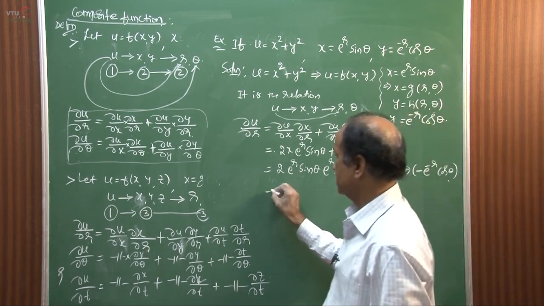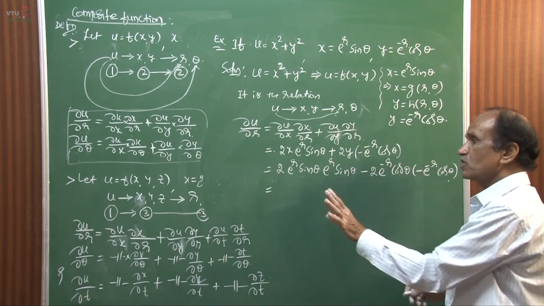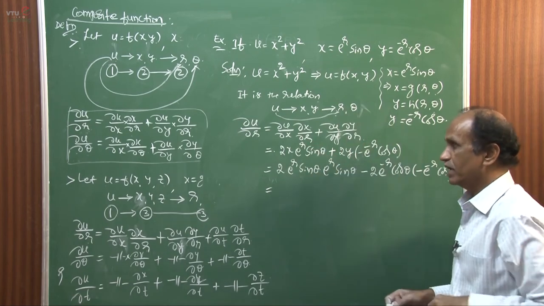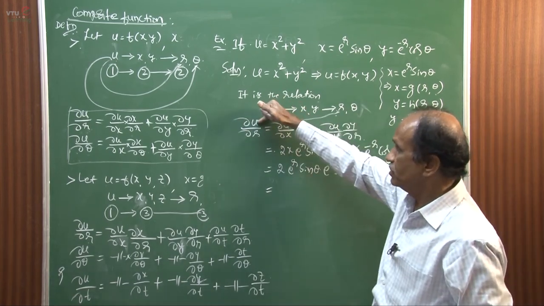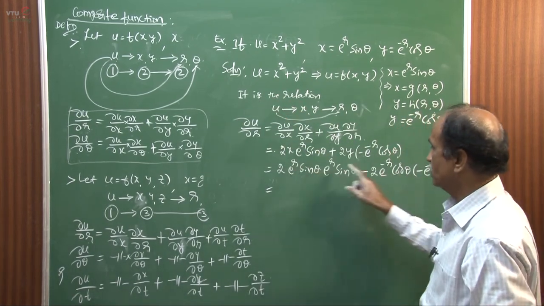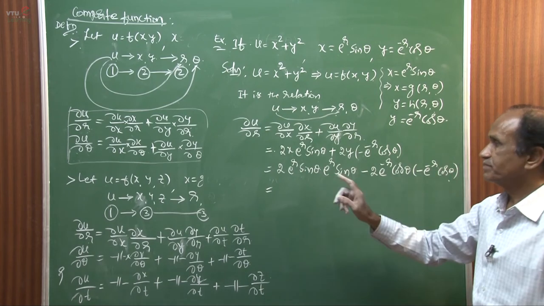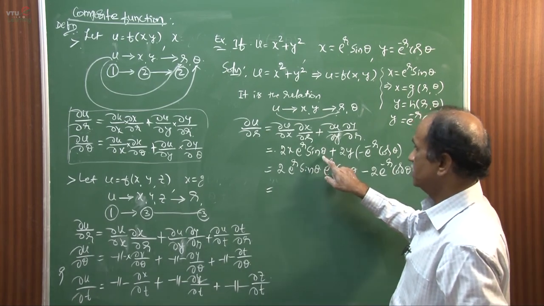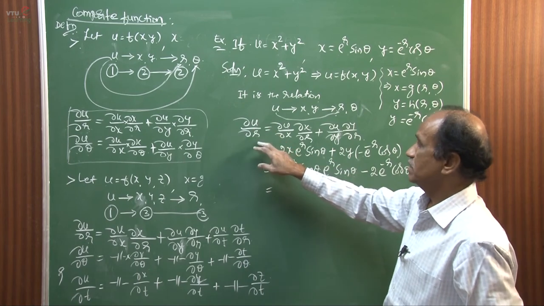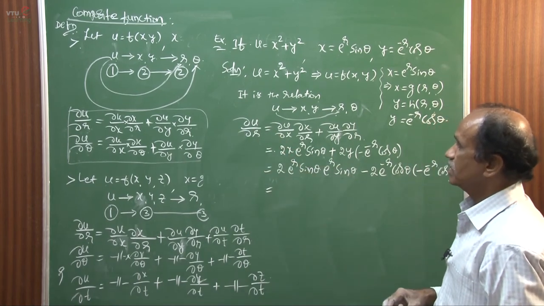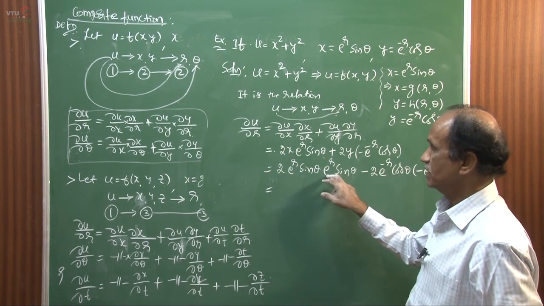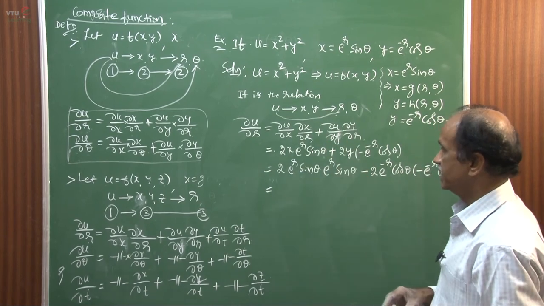You can simplify. Even if you do not simplify, this will become the final value. Why? Because u is in terms of r alone, nowhere will you find theta. That means here theta is constant, but you will find it in terms of r and theta only, because x and y are eliminated.